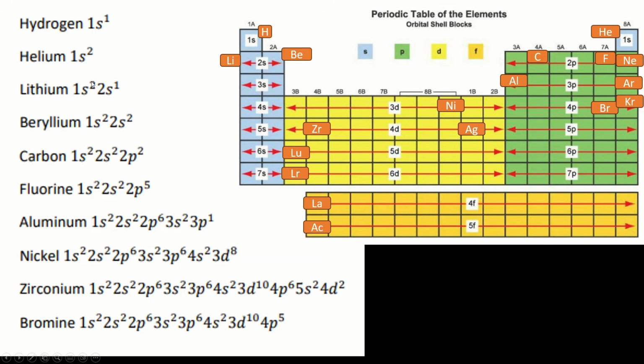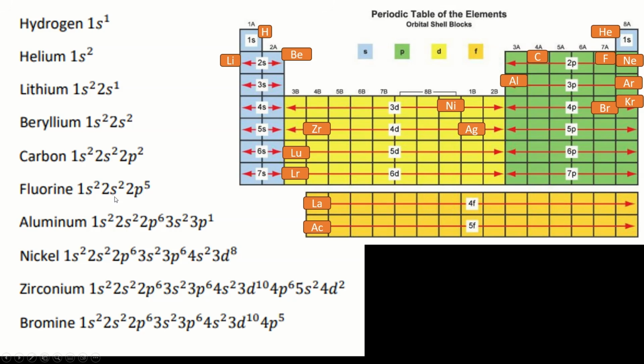Where 1s², 2 is an exponent, then 2s¹, 1 is an exponent. Beryllium is the very next element, so that's everything that we just had before, but now we're in the final position of the 2s block. So 1s², 2s². Carbon over here, we go through 1s², 2s², and now we're in the 2p block. Element 1, 2, 2p². So 1s², 2s², 2p² for the entire electron configuration.